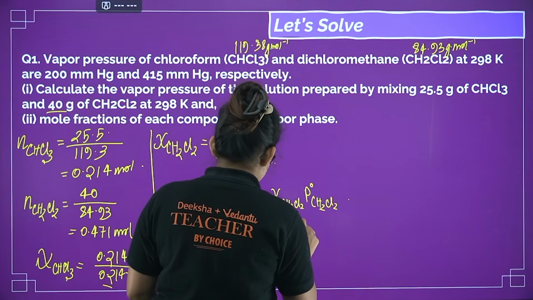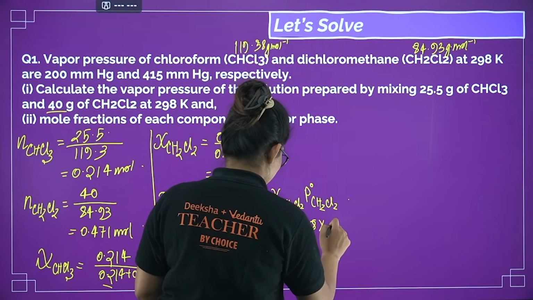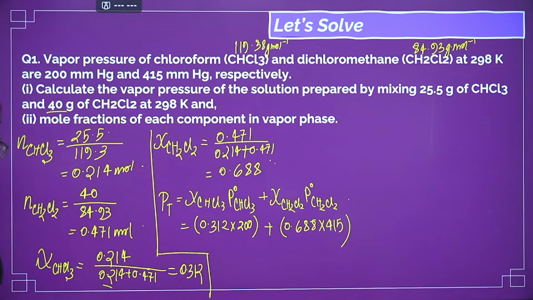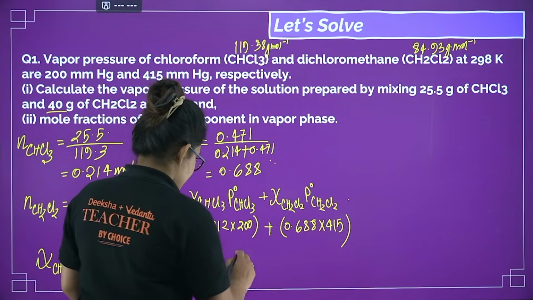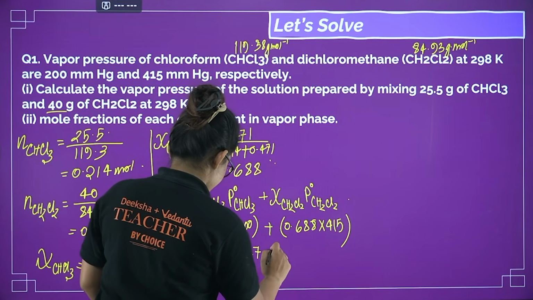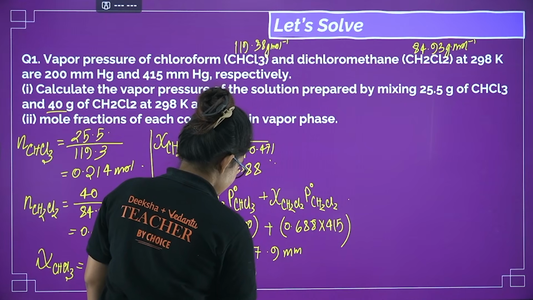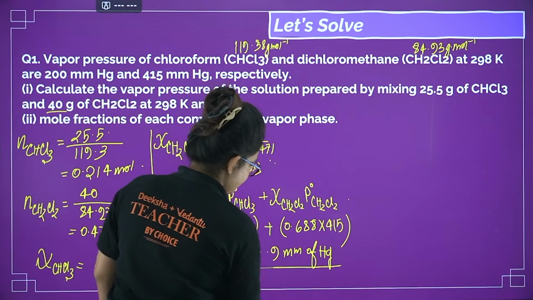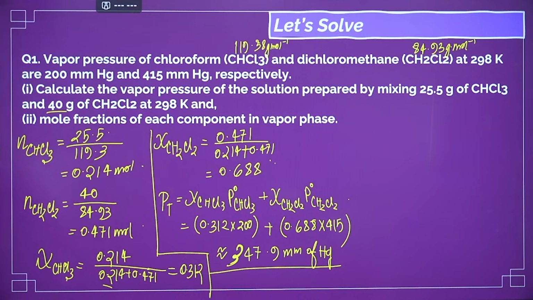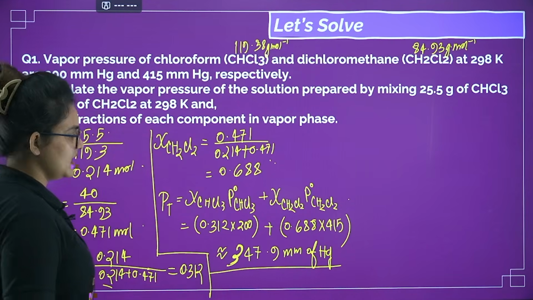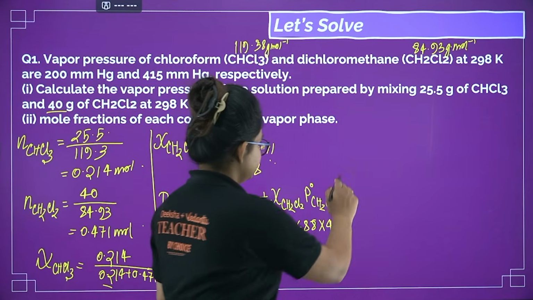Okay, so 0.688 into 415, right? So if you just calculate this, it will come up as 347.9 mm of Hg. Okay, first part we are done. Calculate the vapor pressure of the solution. So first part is done, that is 347.9 mm of Hg. Let's proceed with the next part.